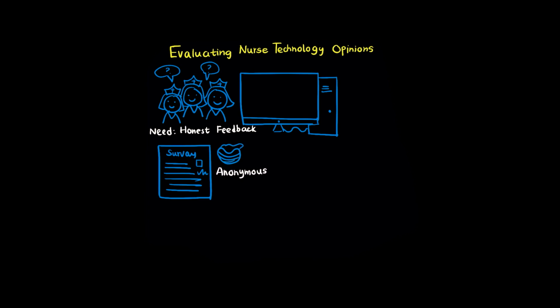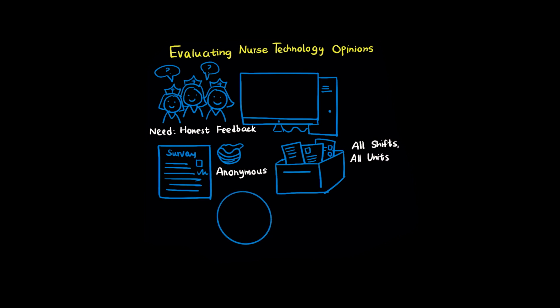Surveys provide structured questions that everyone answers consistently, allowing you to identify patterns across units and shifts. They offer anonymity, which is critical. Nurses may not criticize a system face-to-face with management, but will be honest on an anonymous survey. Surveys can reach all staff, not just the vocal few who speak up in meetings. You can quantify responses.